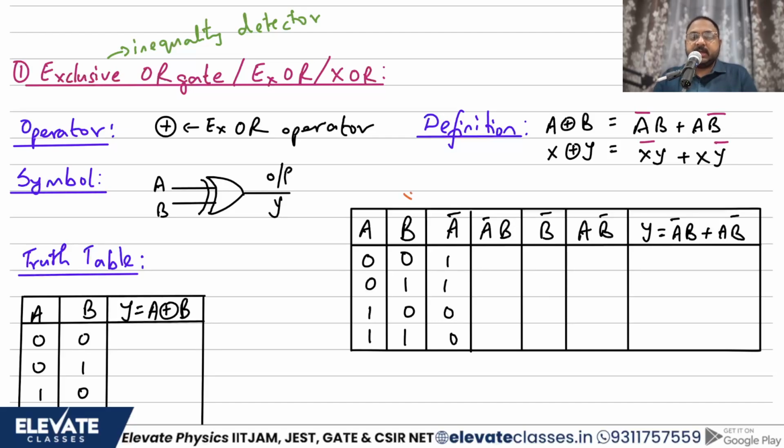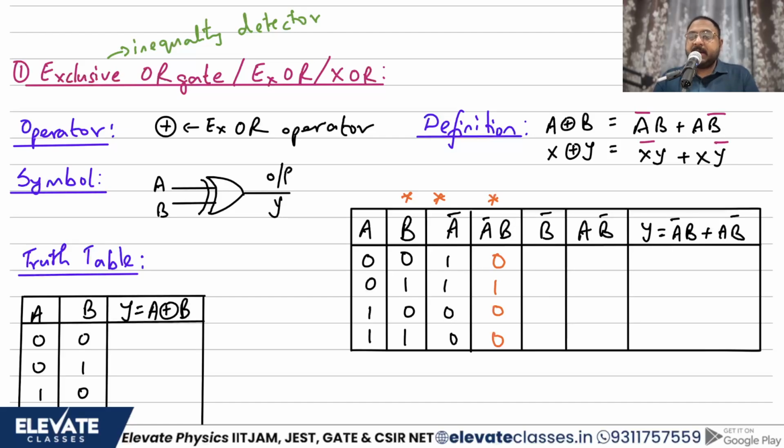Okay, now what are we doing? We are multiplying A bar and B together. If we multiply A bar B, we will get this is 0, this is 0, this is 0. Dominance law, anything into 0 is 0. 1 into 1 is 1. So I got this table. I got this entry A bar B, right?